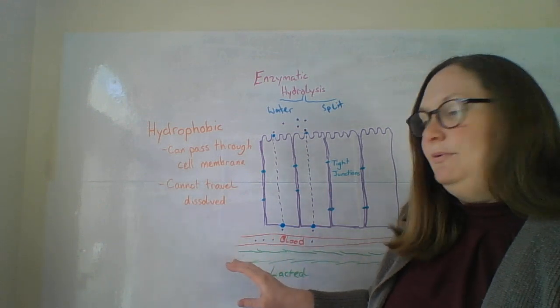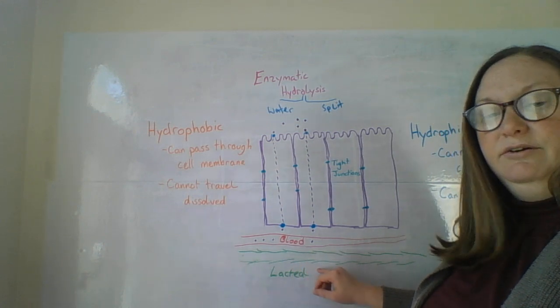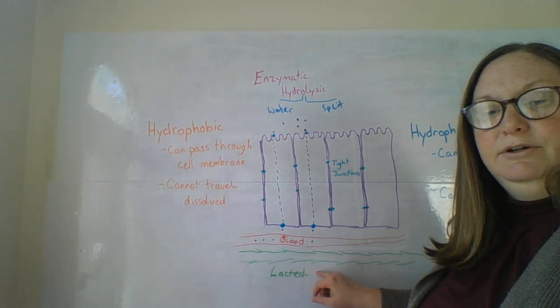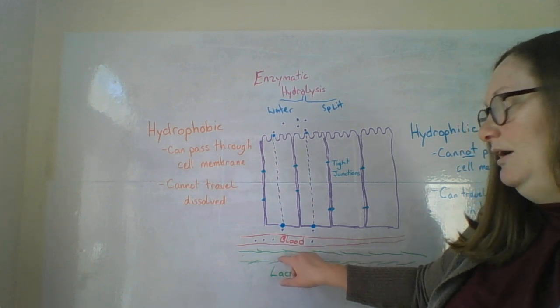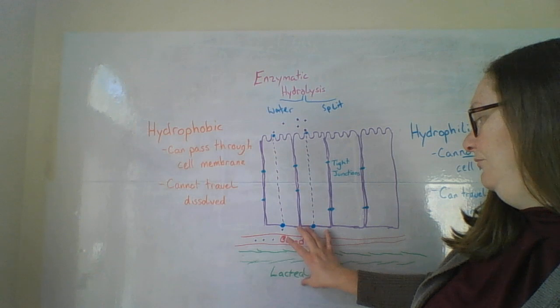And I want you to remember that we have blood vessels, and remember we've talked about lacteals. We have lymph capillaries, lacteals, with their mini valves. Something to keep in mind. We'll be talking about both of those.